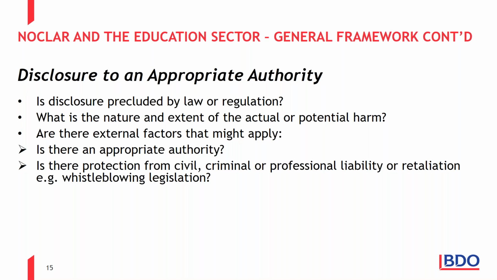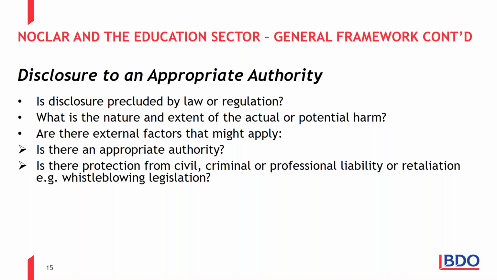Then think about, are there external factors that might apply? So firstly, is there an appropriate authority? Now, I know the code asks that question. I think the answer to that is there's almost always going to be an appropriate authority for every particular instance. So, you've got ASIC, you've got the ATO, you've got police and fraud squads, you've got WorkSafe, you've got the Fair Work Ombudsman, you've got the Environmental Protection Authority, and so on and on and on it goes. It'd be very hard to find a situation where there is a breach of the law that hasn't got an appropriate authority for you to report to.